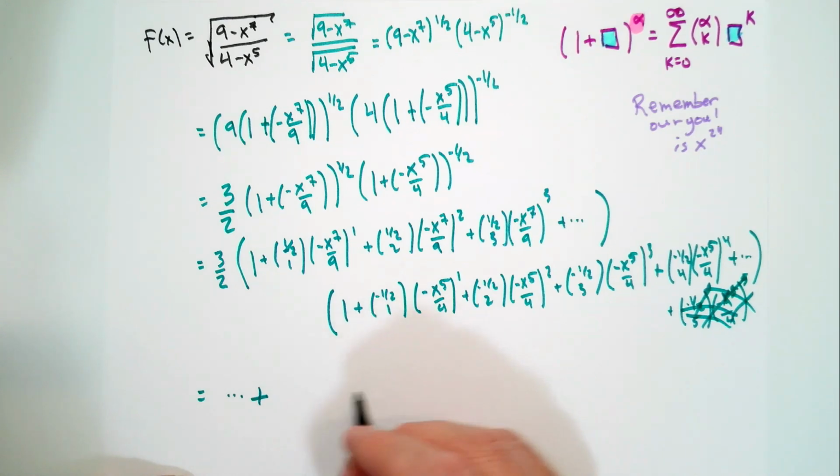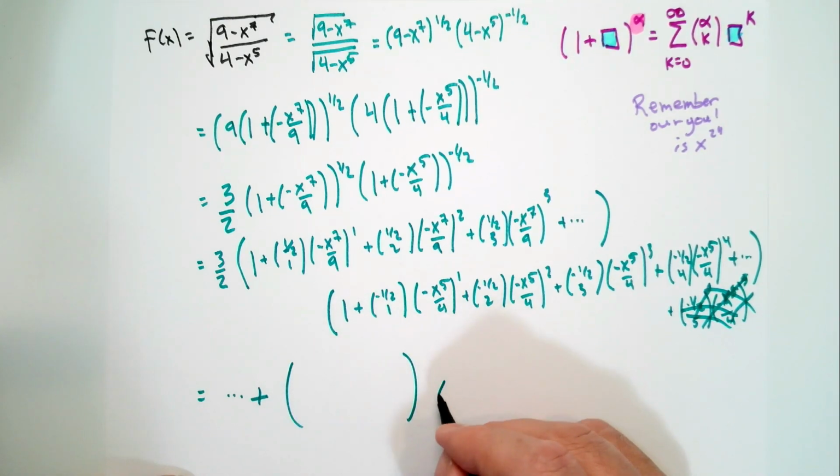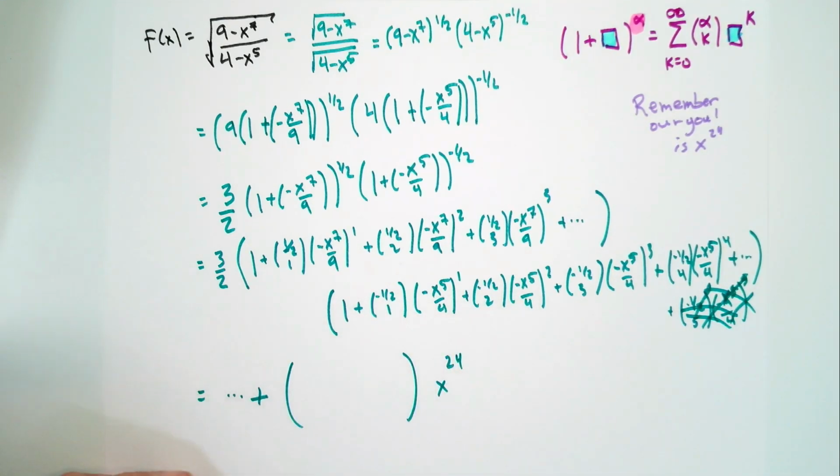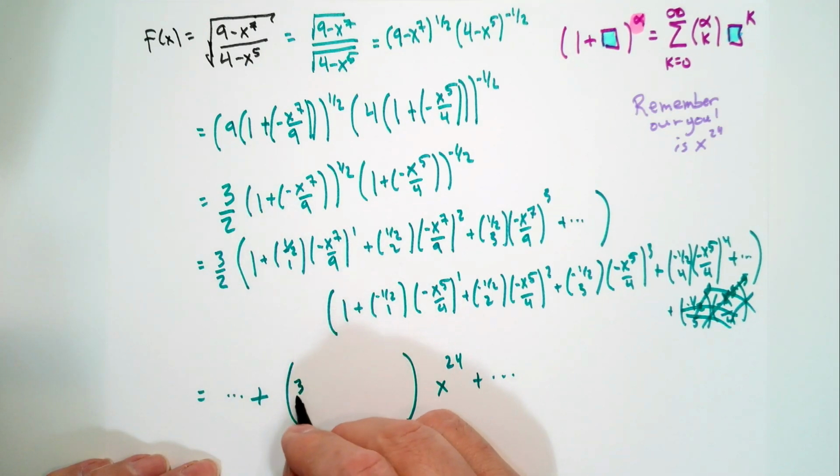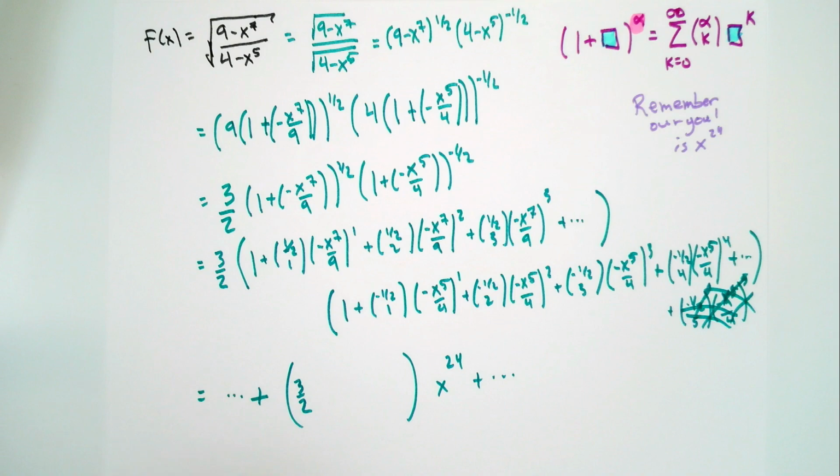plus something x to the 24. Because I only want to grab x to the 24. Well, what will there be? There's definitely going to be a 3/2. So there's a 3/2. Now, we start thinking about our powers here.